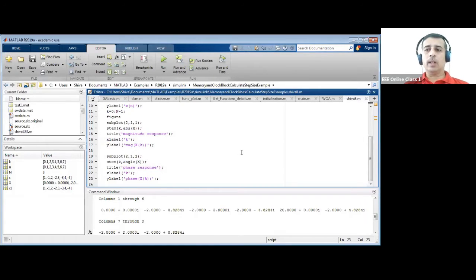x of n is equal to 1 over N times summation of k equal to 0 to N minus 1 of X of k times e to the power of plus j 2 pi nk divided by capital N, where N is the number of points of the DFT required, and of course here n varies from 0 to N minus 1. That is one of the methods where we can find the DFT and the IDFT.